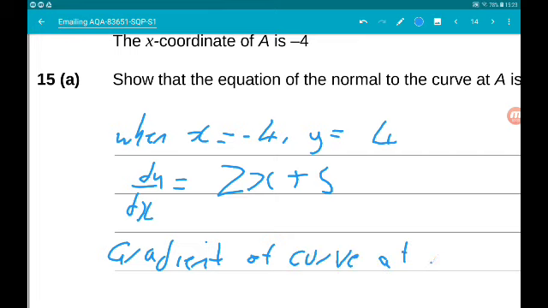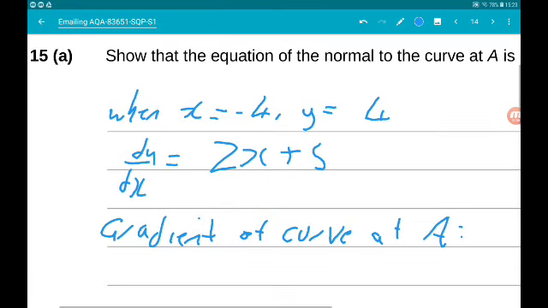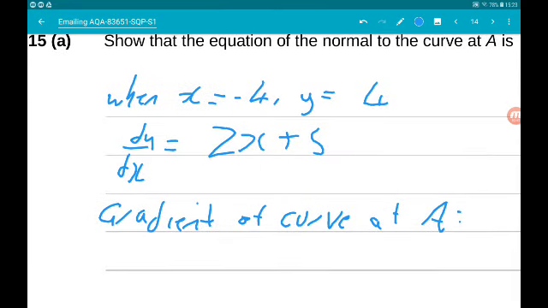Now the gradient of the curve then at point A is obtained by substituting our x coordinate into the derivative. So the x coordinate is minus 4, so we get 2 times minus 4, add 5. Now that gives us minus 8, add 5, minus 3. Okay, so we know the gradient of the curve at point A.